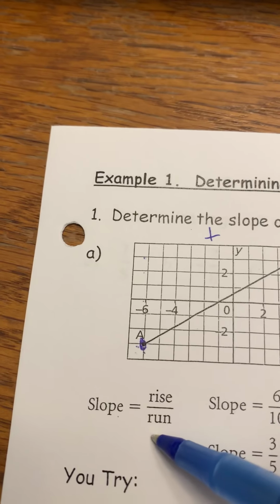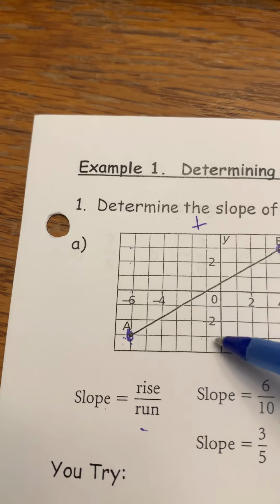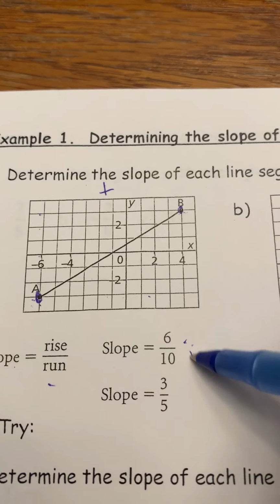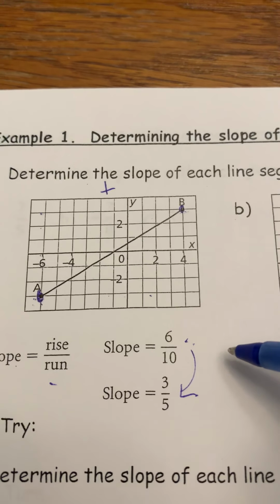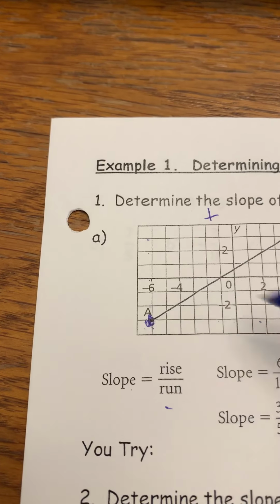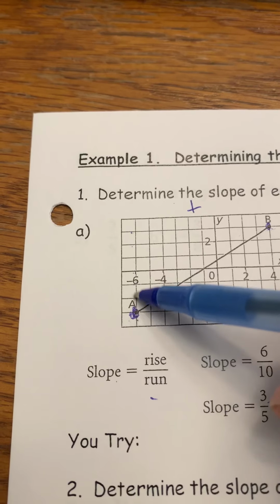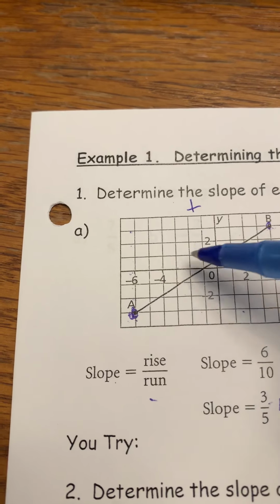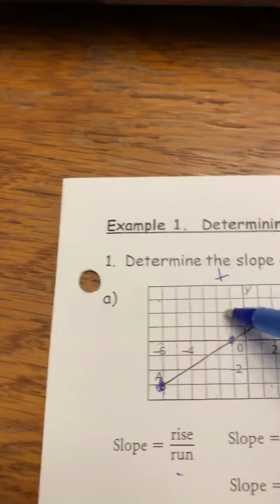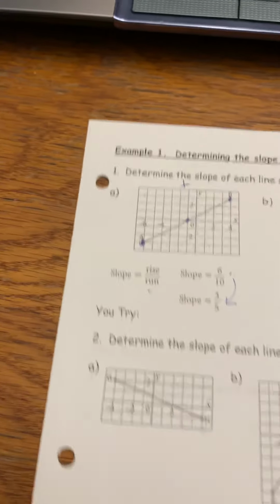And now run is the other part of it, which is the change horizontally. 1, 2, 3, 4, 5, 6, 7, 8, 9, 10. So 6 over 10, which of course we would reduce to 3/5. And I want to show you what that means. If you were given 1 point here and you were told that the slope of this line is 3/5, you could actually draw the line, because you could go up 1, 2, 3 and over 1, 2, 3, 4, 5, and lo and behold, your dot's right on that line, and then up 1, 2, 3 and over 1, 2, 3, 4, 5, and we could draw that line.